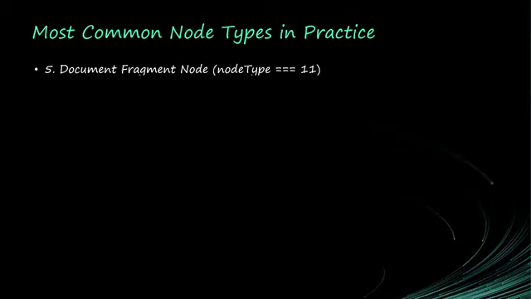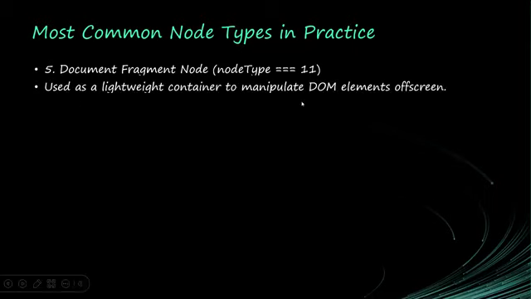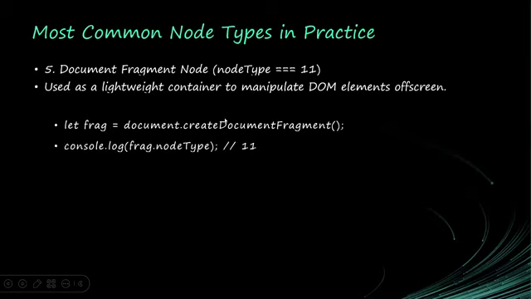So we also have document fragment node. You use the document fragment node to temporarily manipulate the DOM. It is used as a lightweight container to manipulate DOM elements off screen. We'll talk about this in details in each separate session. When you start learning React, there's something we also call fragment in React, and when you understand this, you're going to understand that too. So you can create a document fragment node using the create document fragment method. But don't worry, we'll talk about all these things later on. The node type of this one is 11.